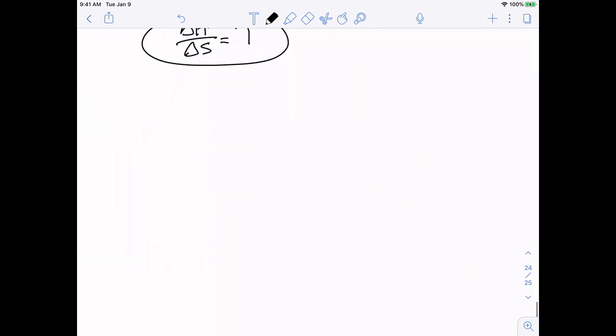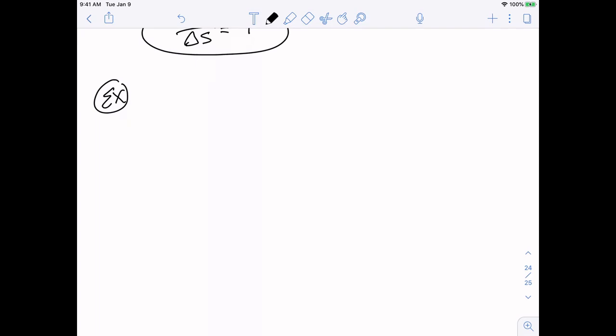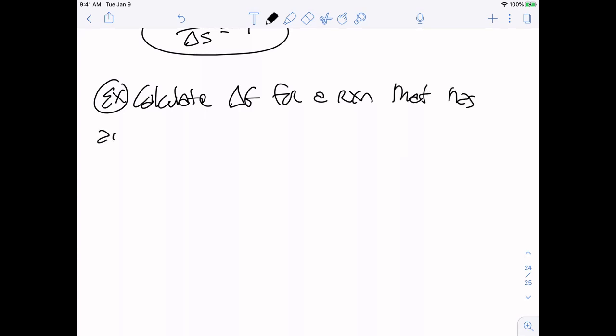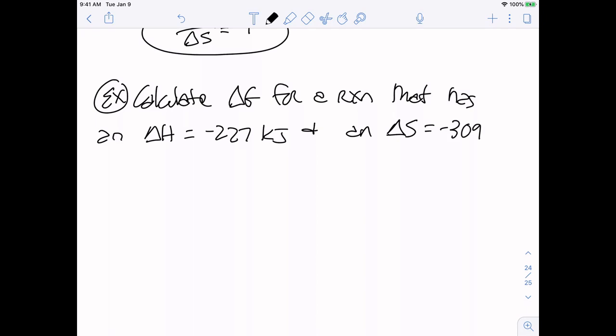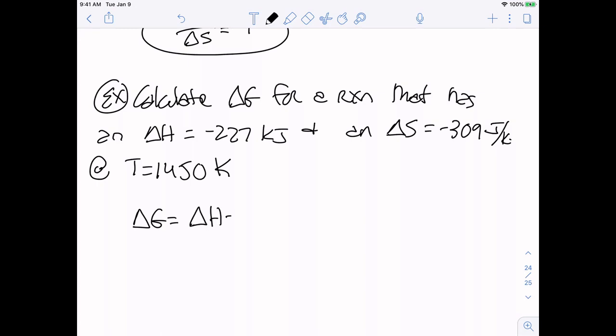So let's do an example with some numbers. So we're going to calculate the free energy change for a reaction that has an enthalpy change of negative 227 kilojoules and an entropy change of negative 309 joules per Kelvin at a temperature of 1,450 Kelvin. So I have an entropy change, I have an enthalpy change, and I have a temperature. And we're going to just use our free energy equation to solve for delta G.